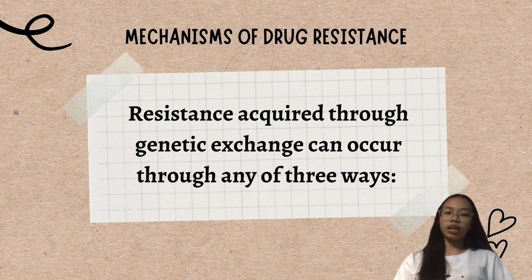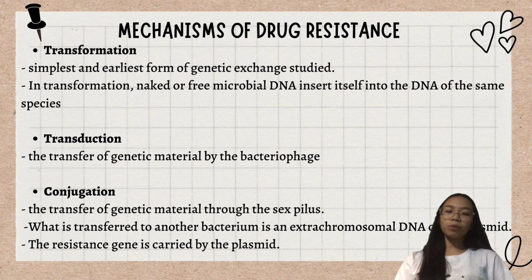Mechanisms of drug resistance. Resistance acquired through genetic exchange can occur in any of three ways. First is transformation, the simplest and easiest form of genetic exchange. In transformation, naked or free microbial DNA inserts itself into the DNA of the same species. So, when we say transformation, this is the simplest and easiest way.